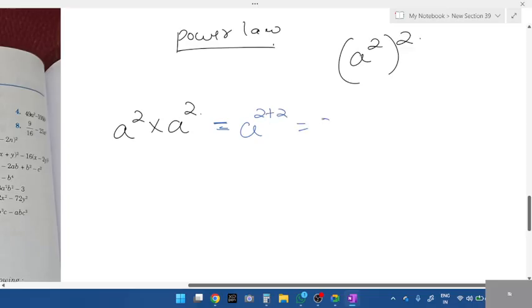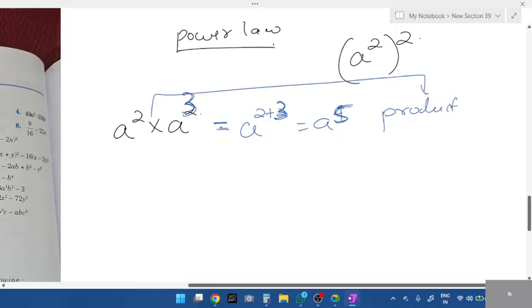2 plus 2 is 4. If 3 is given, 2 plus 3 is 5. This is product law. This is known as product law. The meaning of product law is multiplication is given in between.